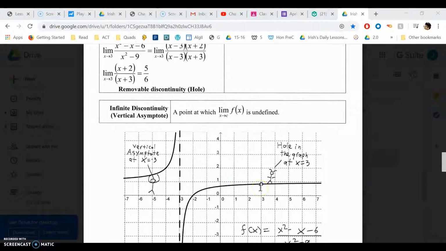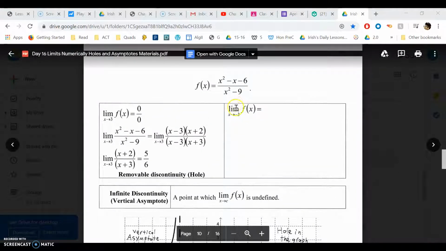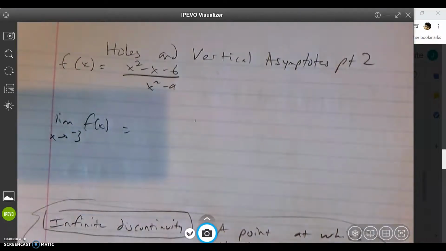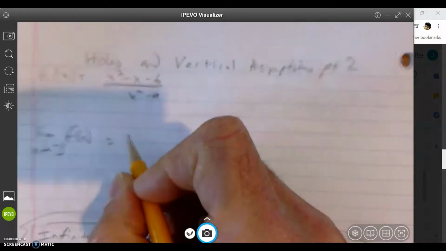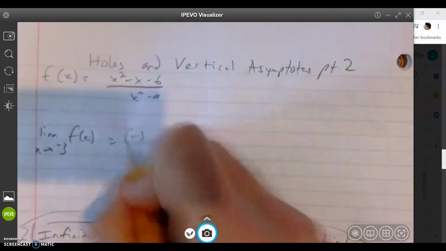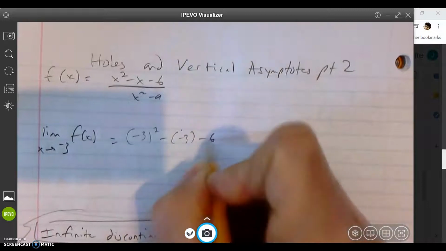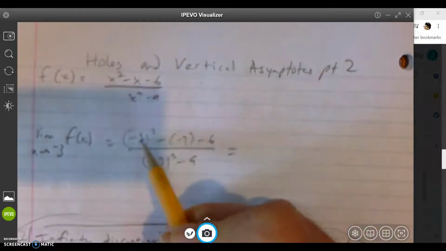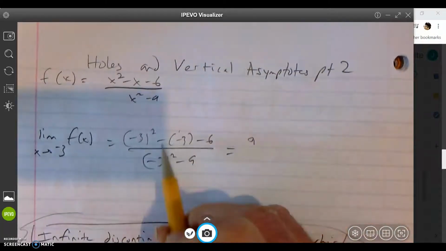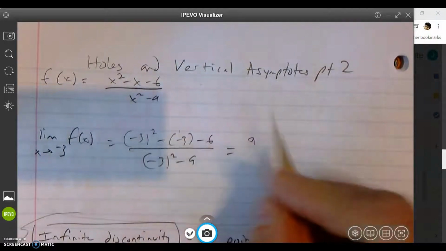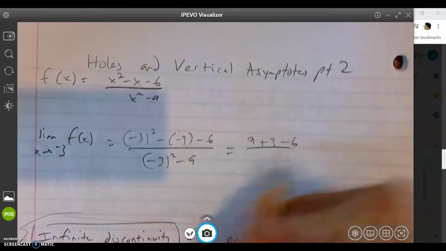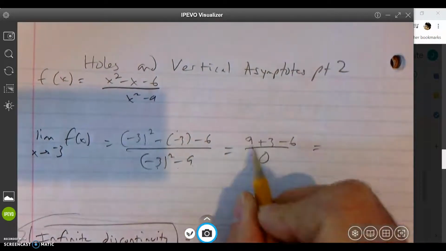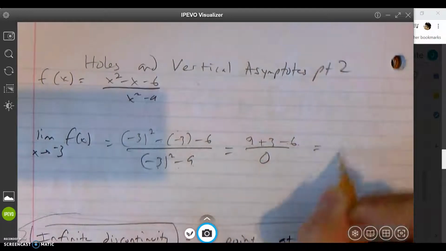So that makes sense. Now what happens if you plug in negative 3 right here? Write this down in your notes like I got, boom, right here. So let's plug in negative 3. Pause the video if you need to, see if you can catch up. So it's negative 3 squared minus negative 3 minus 6 over negative 3 squared minus 9. Cool. Negative 3 squared is 9. Negative 1 times negative 3 is plus 3, minus 6. This is 9 minus 9, which is 0. 9 plus 3 is 12. Minus 6 is 6 over 0.